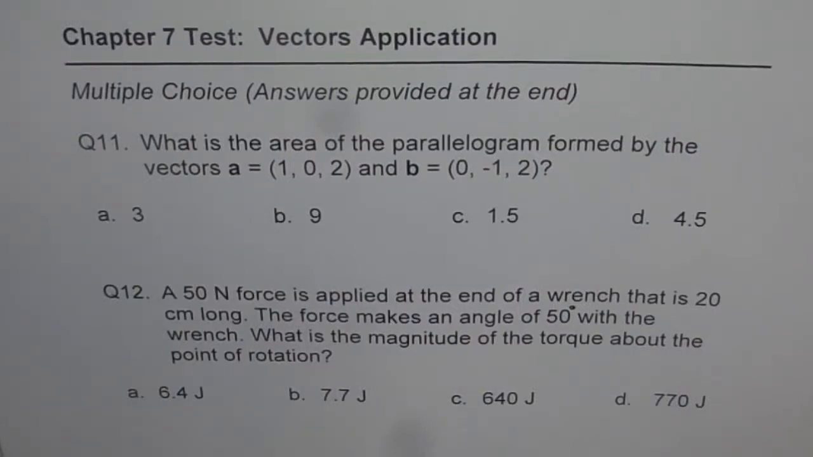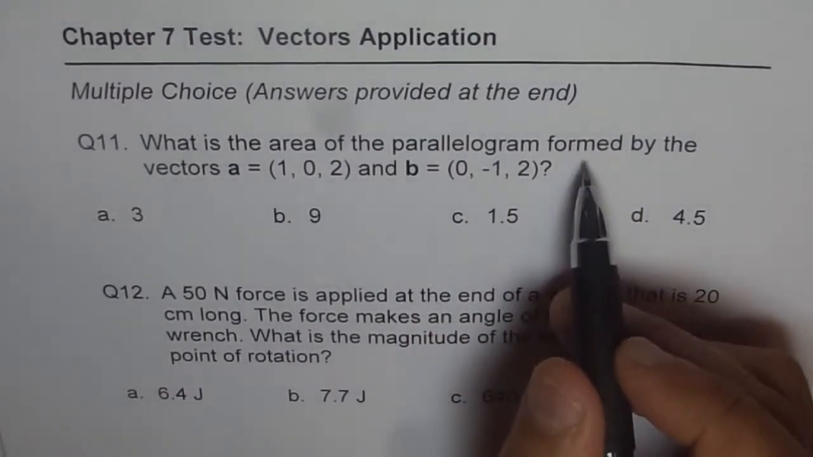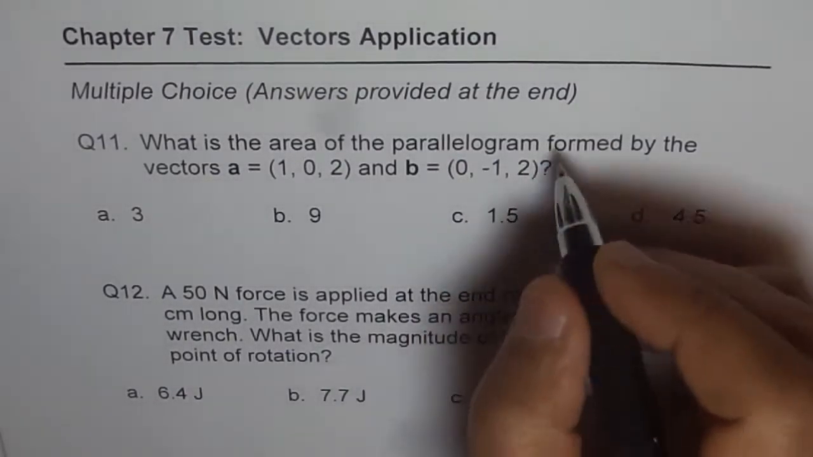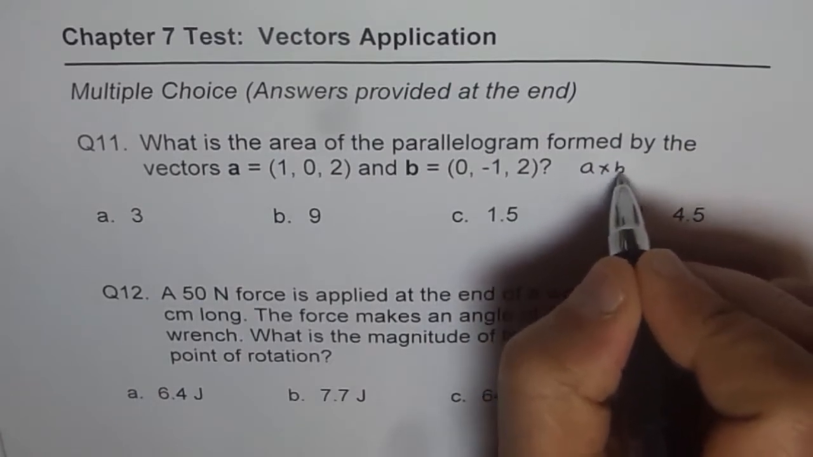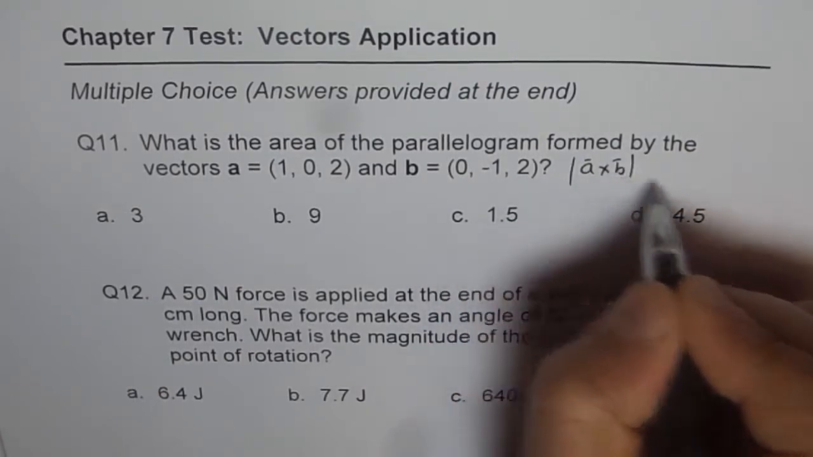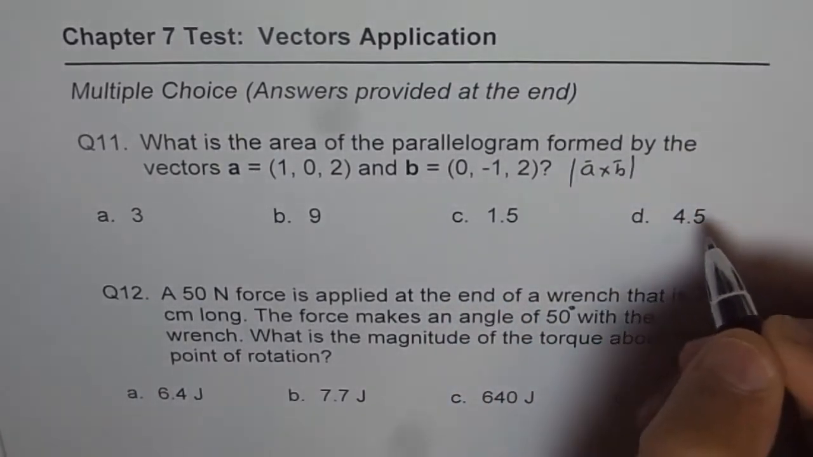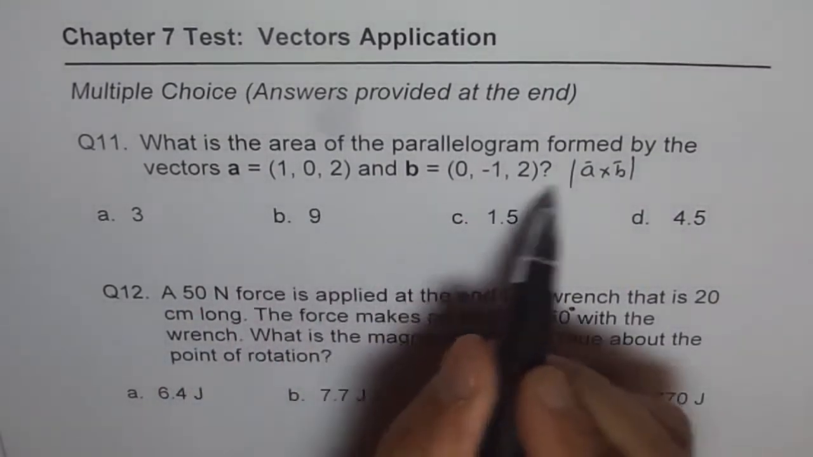Here are my solutions to these two problems. Question 11 is to find the area of a parallelogram formed by the vectors A and B. So we are given the vectors. The area of a parallelogram is basically the magnitude of A cross B. That is what A cross B is by definition. So basically it's a question to do A cross B.